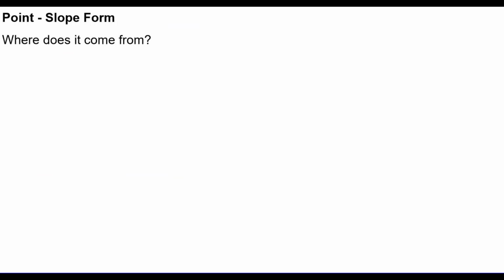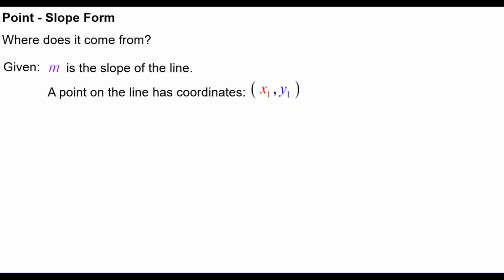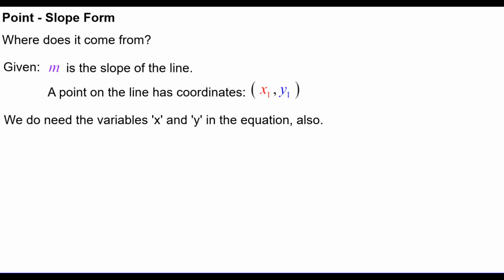So point-slope form, and where does it come from? Let's say you're given the slope of a line, represented with the variable m, and a point on the line has some coordinates, x sub 1, comma, y sub 1. We also will need the variables x and y in the equation as well.